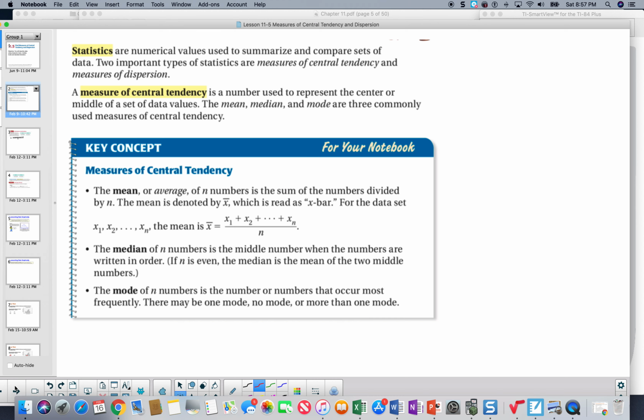We'll first take a look at measures of central tendency, which involve the words mean. Mean or average, we're going to use a symbol called X bar, and that's going to represent our mean, the sum of all of the numbers divided by how many they are. Median, which is the middle number, especially when it's in order, and the mode, which is the most frequent score.